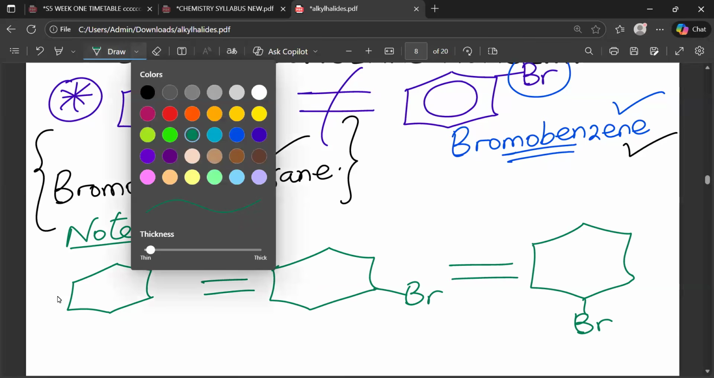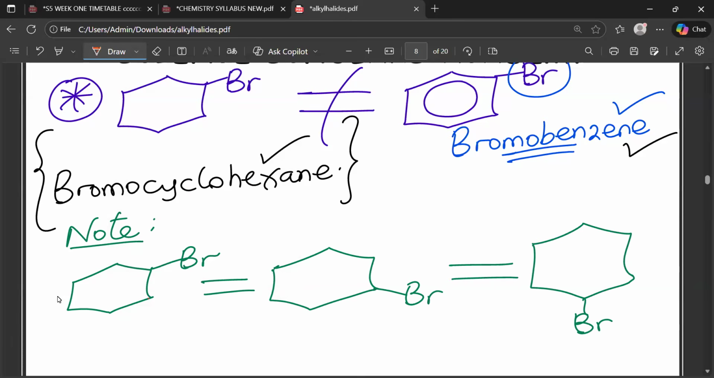What they are doing is merely rotating. They just rotate it and the BR comes here. They rotate it again, it goes here. They rotate it, it comes here. They rotate the ring again, it goes there. Like that. So there is no need for you to mention the position. The moment you mention the position, it is wrong.